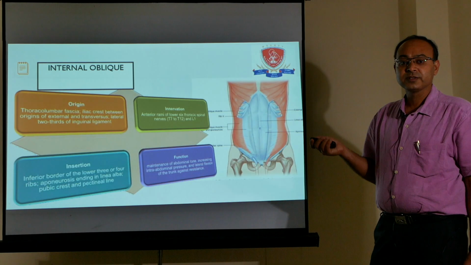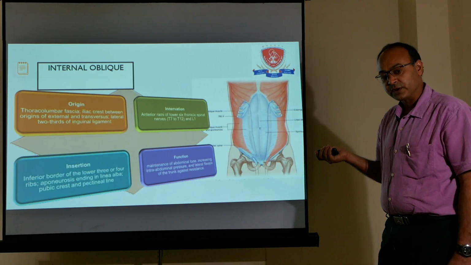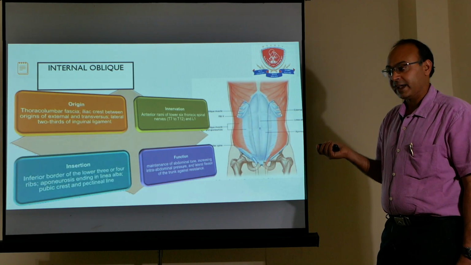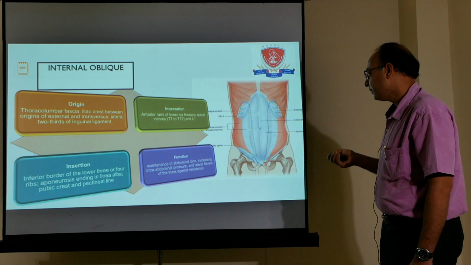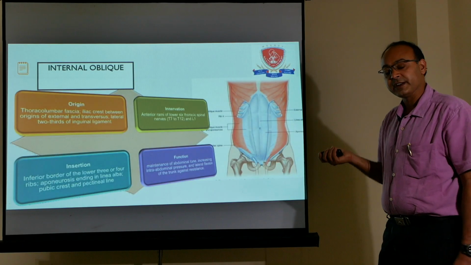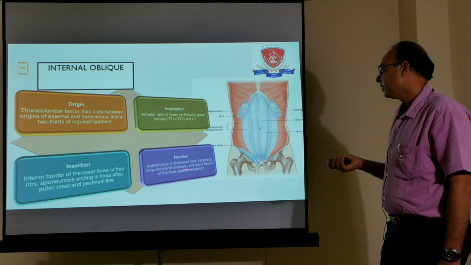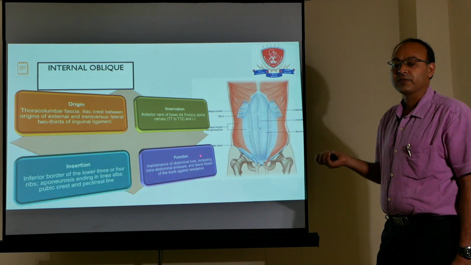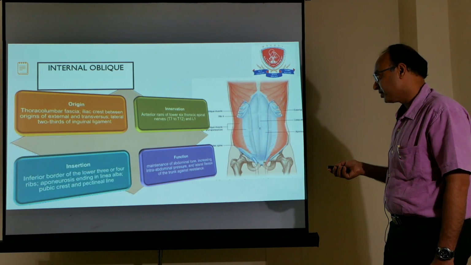Innervation: this is innervated by the lower 6 thoracic spinal nerves and L1. The function of this muscle is maintenance of abdominal tone, increasing intra-abdominal pressure, and lateral flexion of the trunk against resistance.